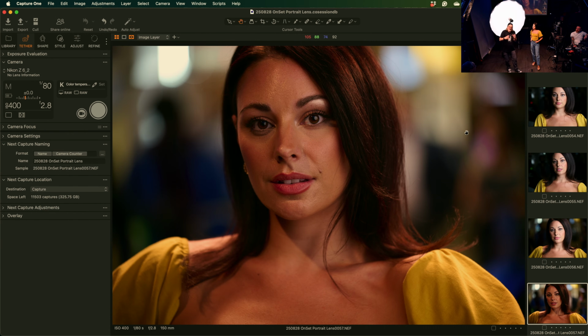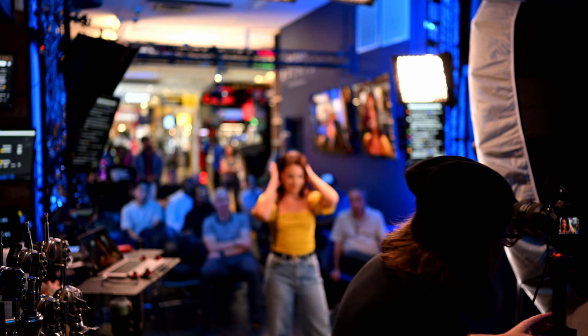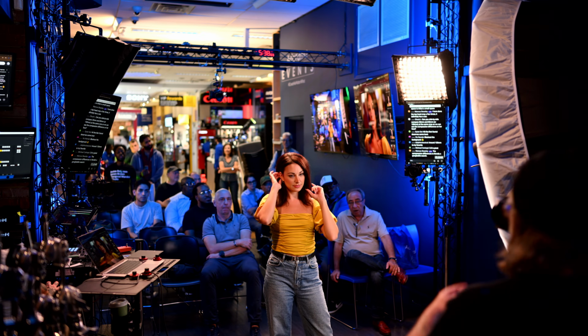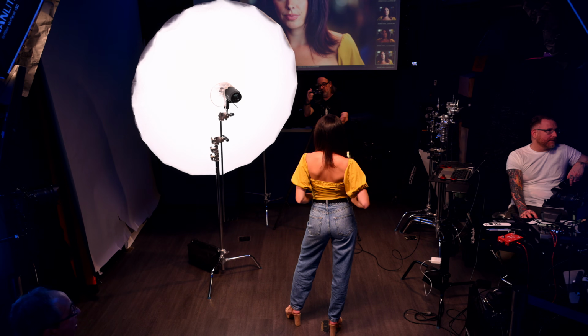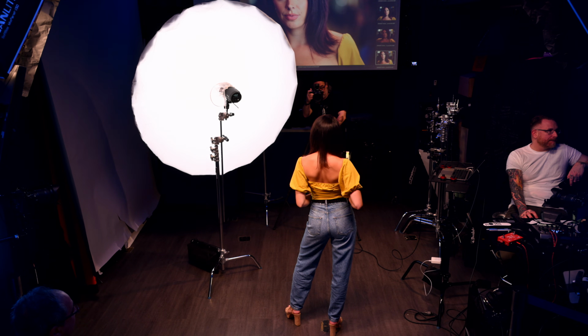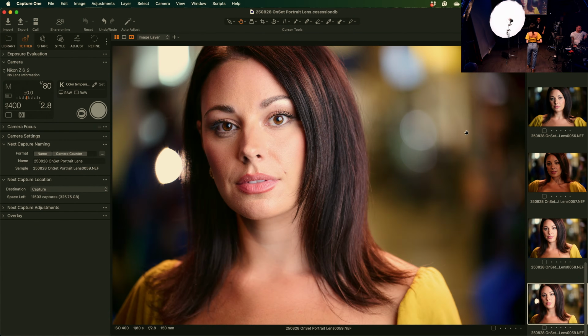Can we kind of clean it up? Yeah, we can actually. And that's what the softbox is for, right? If you're gonna shoot a wedding or something, just walk around with one of these things. All right, here we go. And boom. Okay, I'm a tiny bit hot now.